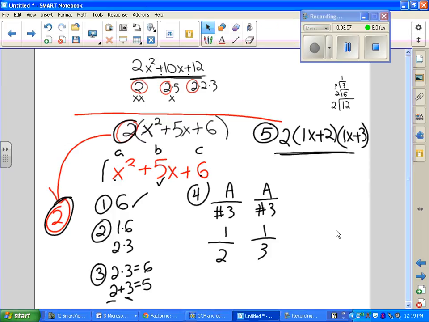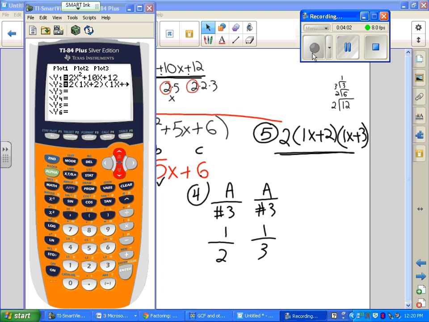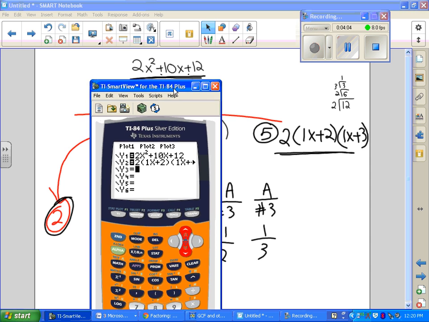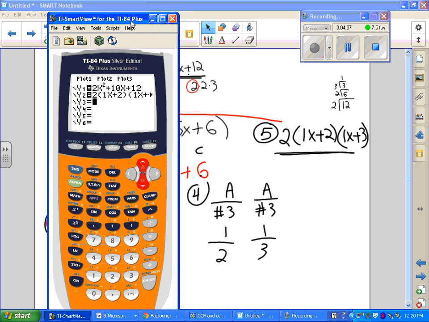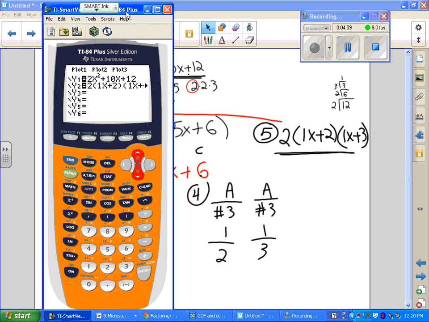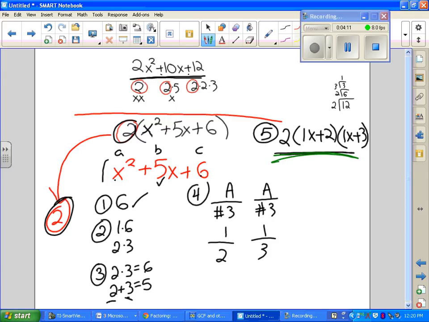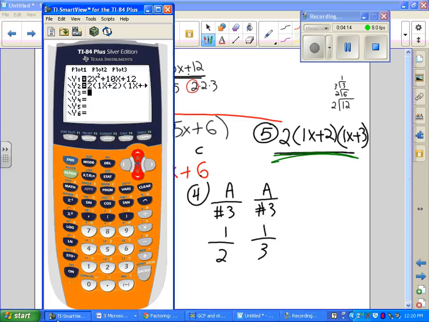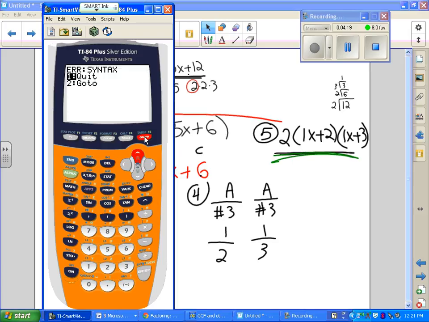And you check it just like all the other ones by graphing it. Okay, what I did is I put both the equation, the original problem, the 2x squared plus 10x plus 12, and my answer, 2 parentheses, 1x plus 2, parentheses 1x plus 3 into the calculator, and we'll see if they graph correctly. There's one. It says syntax error. That means if it says syntax error in your calculator, that means you made a mistake somewhere. So that means I put something wrong on the calculator. I actually did that on purpose to show you, not to quit and throw the calculator up.